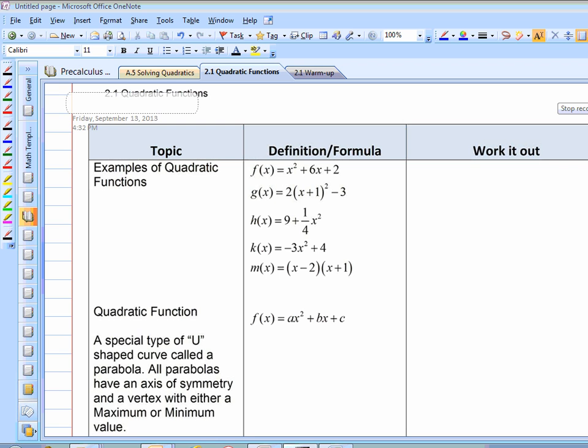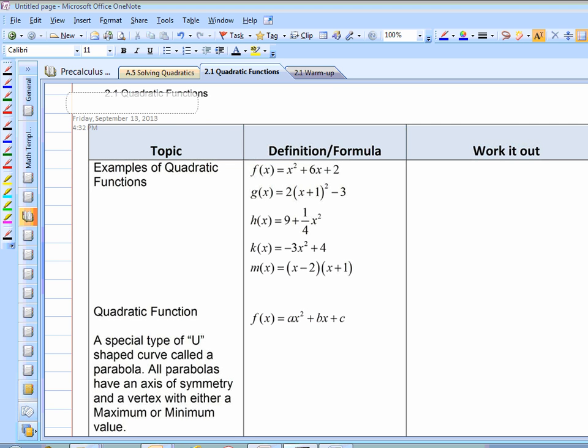Good evening, Bearcats. We are in 2.1 quadratic functions, and today we're going to discuss the standard form and the vertex form, and also how to write quadratic functions given a point on the curve as well as the vertex.